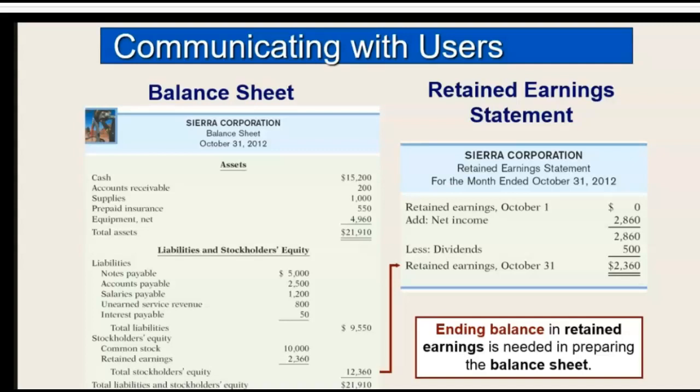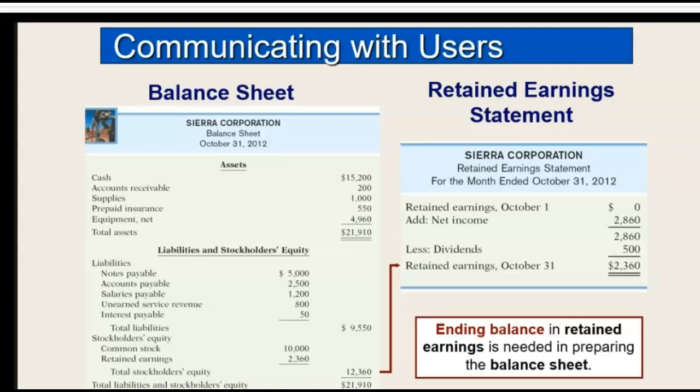How much is owned by the shareholders. So if you think of the income statement as a moving picture, from October 1st to October 31st, you think of the balance sheet as a photograph at the end of October 31st. At the close of business, this is what the company had in assets.